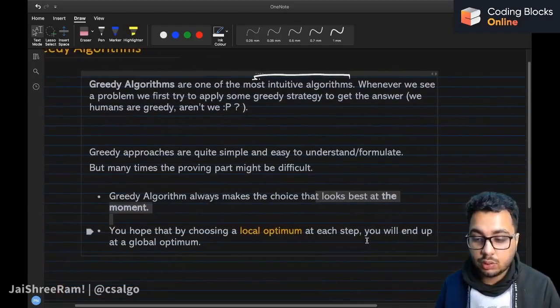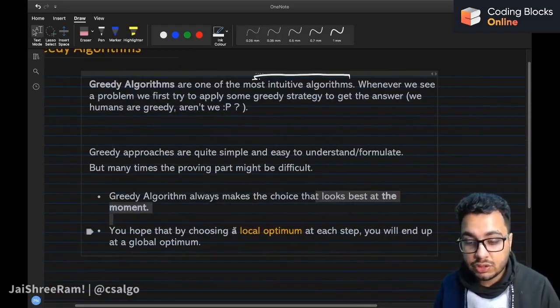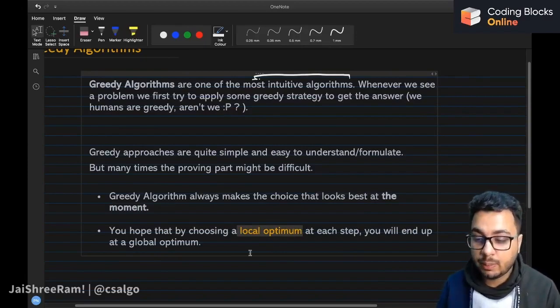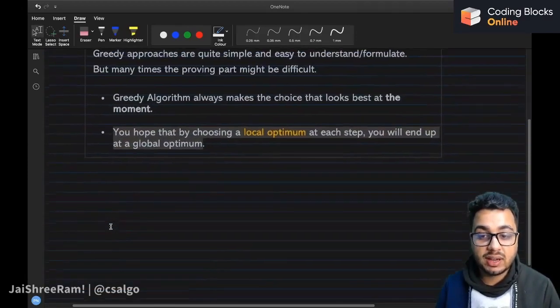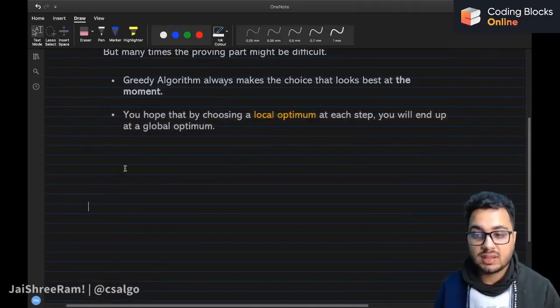But you hope that by choosing this particular option, you will reach the answer. In that case, we say we will choose an option that is locally optimum, and by choosing a locally optimum option at each step, I will end up at a global optimum. This is the most important thing that we have to learn in a greedy problem. I will give you one example in this case.